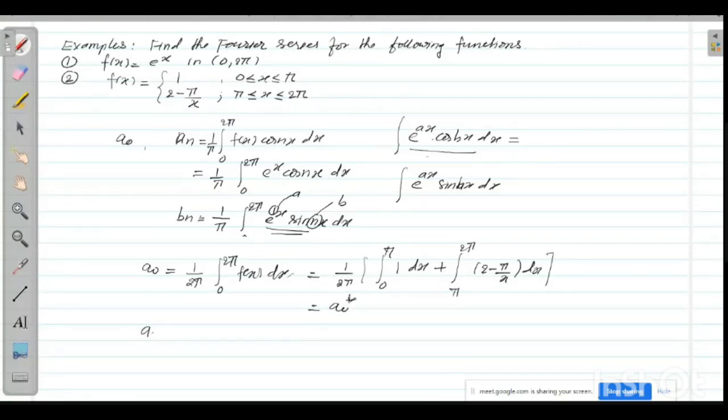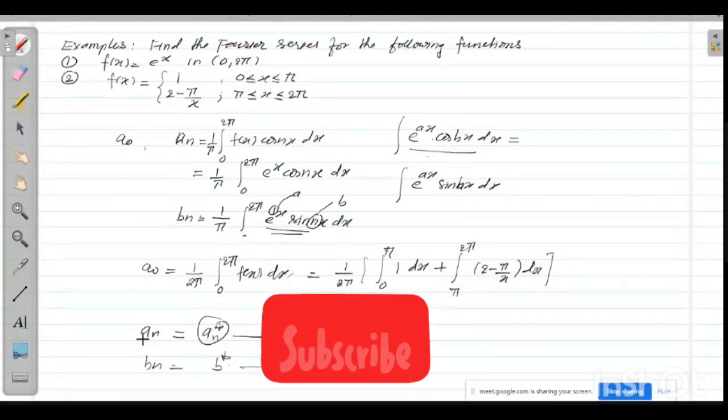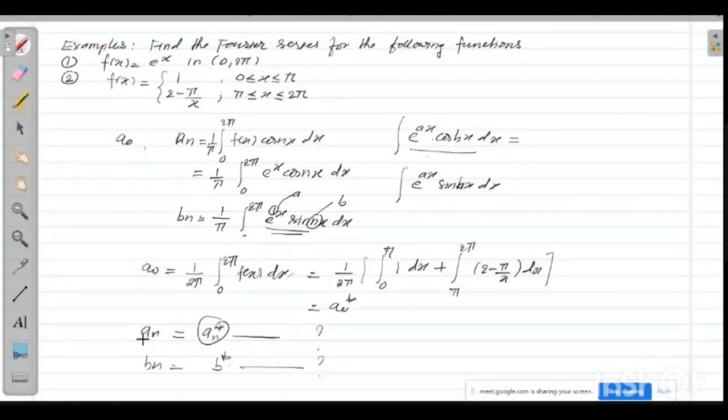Similarly you find a n by splitting your formula into two parts. The first part is function 1 for the limit 0 to pi. The second part is function 2 minus pi by x for the limit pi to 2 pi. By using this technique you can determine a n, and similarly bn. I hope you will do this problem at your home. You understood how to find? Yes or no, students? Yes, sir. So please do this problem at your home. Okay.